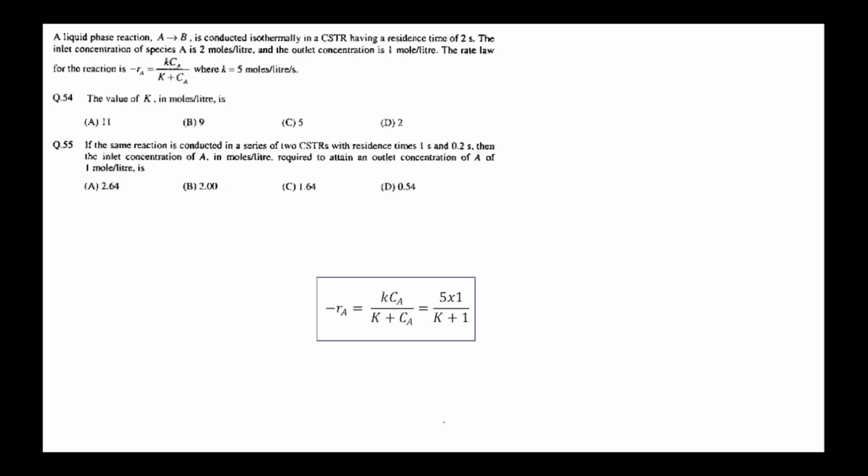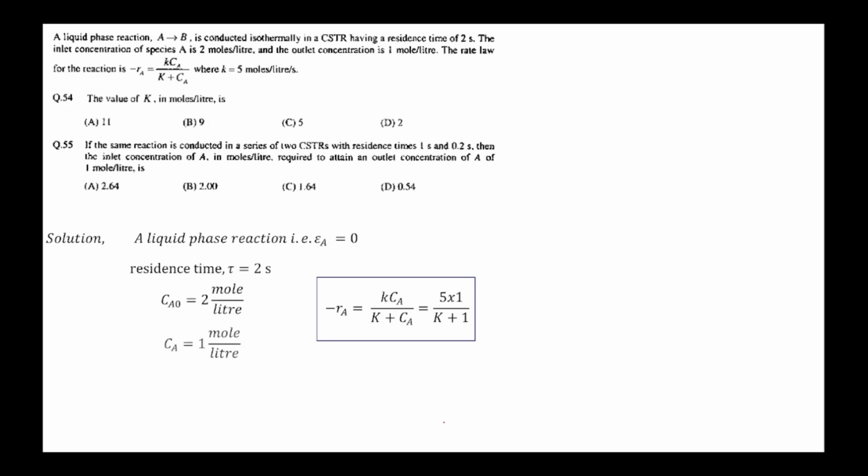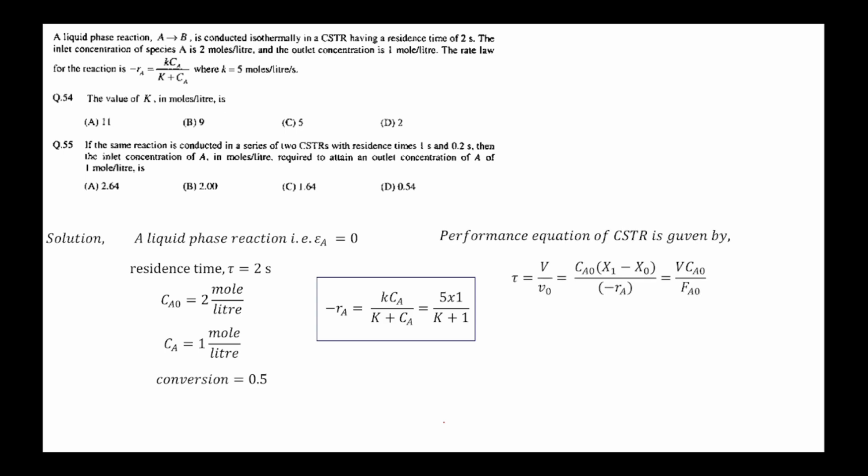Okay. This question. So very first, liquid phase reaction, epsilon A is equal to 0. Residence time 2 seconds. CA naught is 2 mole per liter. CA is 1 mole per liter. Conversion 50%. Apply the performance equation. So this is the performance equation. Taking tau in this term, putting the value of minus rA, which is shown in the box in the middle. K is equal to 9.